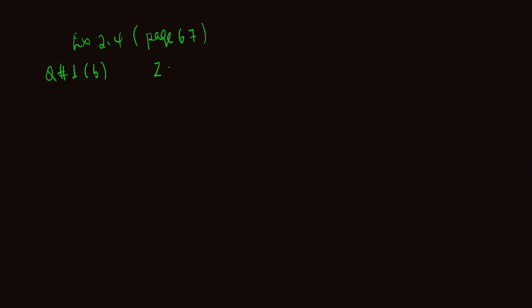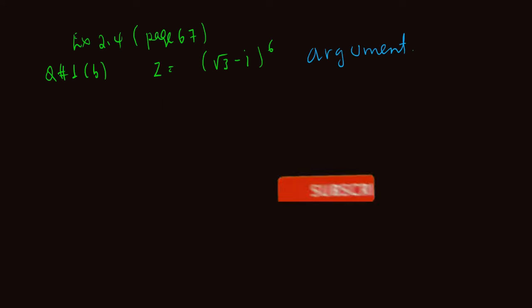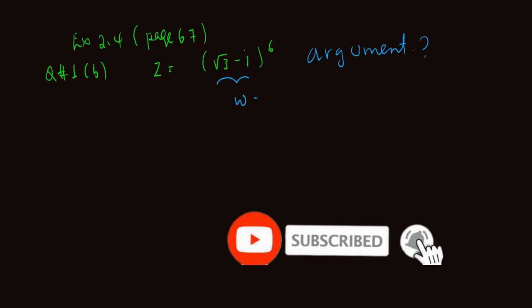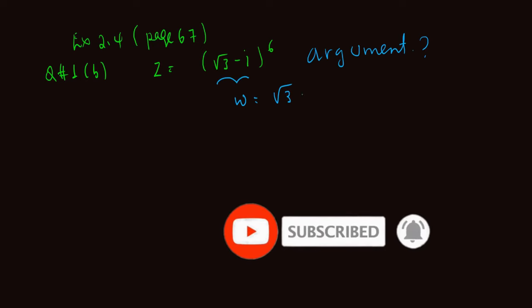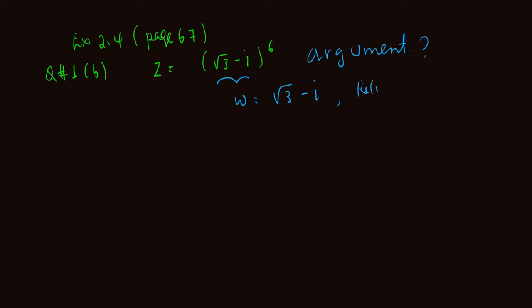Question number 1b: it is given that z is equal to the square root of 3 minus i, all to the power of 6. We have to find the argument of this number. So first, let's say inside the bracket, w is square root of 3 minus i. So the real part of w will be square root of 3 and the imaginary part of w is negative 1. Because we have a power of 6, we need to express this by using the polar coordinate form. Okay, the polar form of z is as follows.